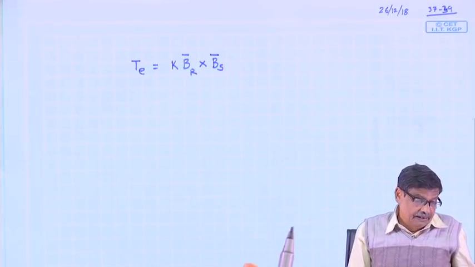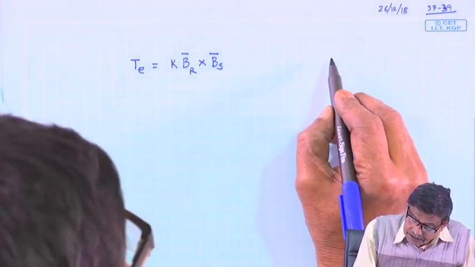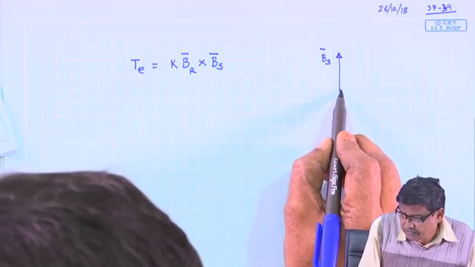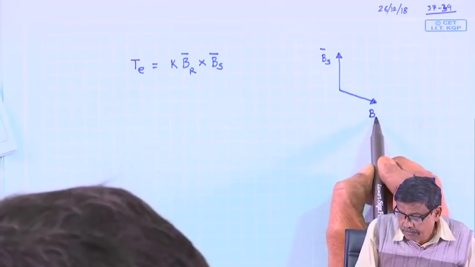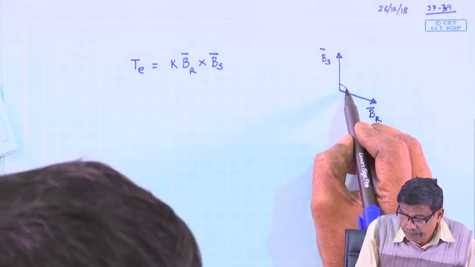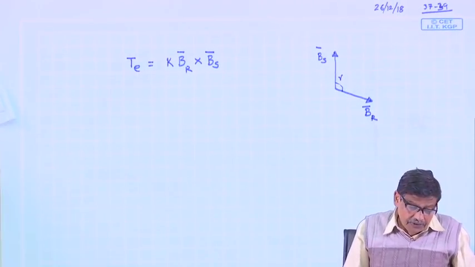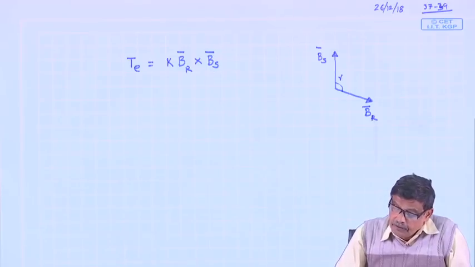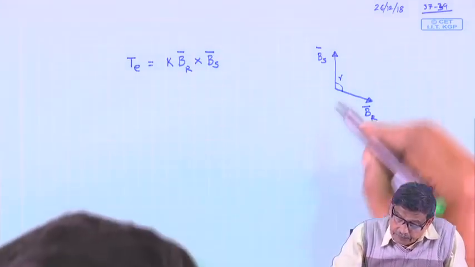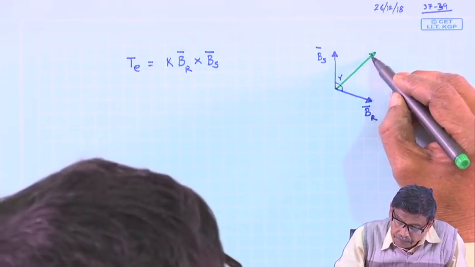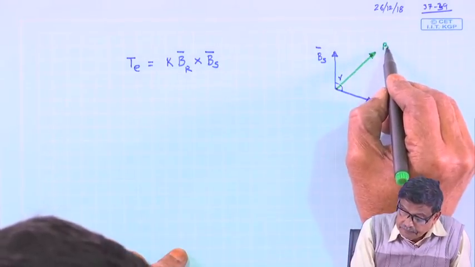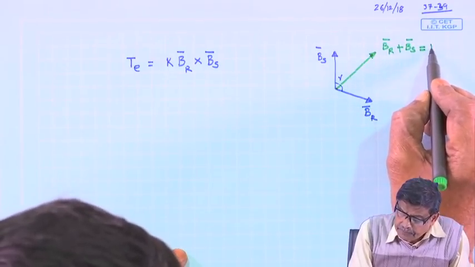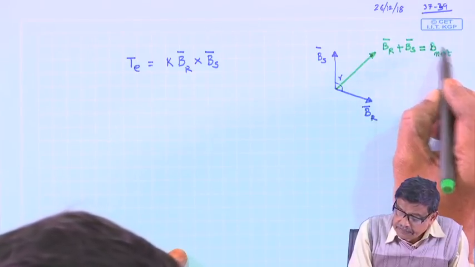Now, what we have here is this is your BS. I will not draw the stator and rotor, no point in drawing now, we have understood what we are doing. This is BR and this is gamma. Now, you see, this expression of the torque can also be expressed in terms of the resultant field. What is the resultant field? The resultant field of BS and BR will be somewhere here, BR plus BS. Let this resultant field be called B net.